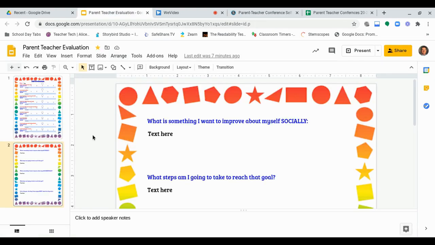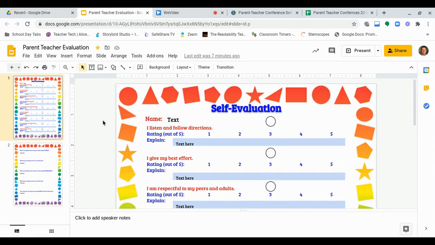And it's going to look like this. Okay? It's parent teacher evaluation. And this is a self evaluation. A self evaluation is when you look at yourself, right? And you kind of analyze yourself and you grade yourself on different things and you rate yourself. And so I found it's helpful for you guys to do that.